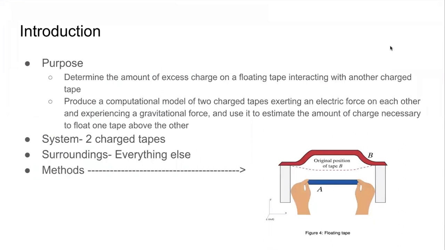So the purpose of this lab was to determine the amount of excess charge on a floating tape interacting with another charged tape, and to produce a computational model of those tapes exerting electric force on the other, and use it to estimate the amount of charge necessary to float one tape above the other. The system in this case would be the two charged tapes, and the surroundings being everything else.